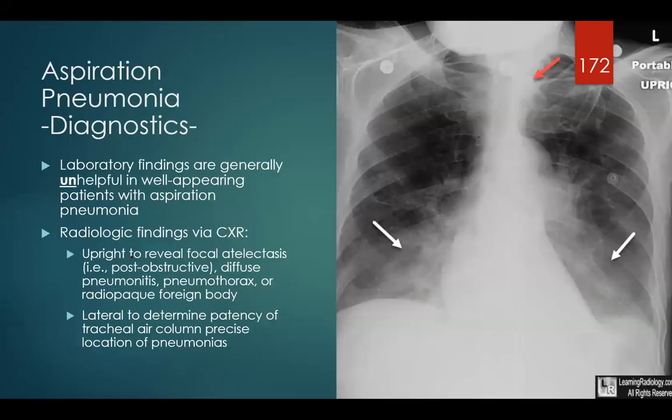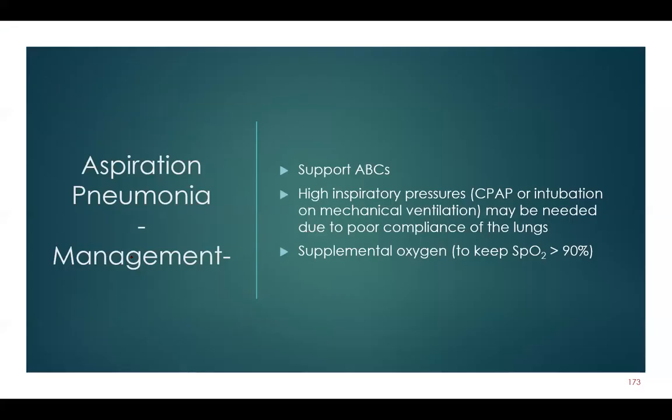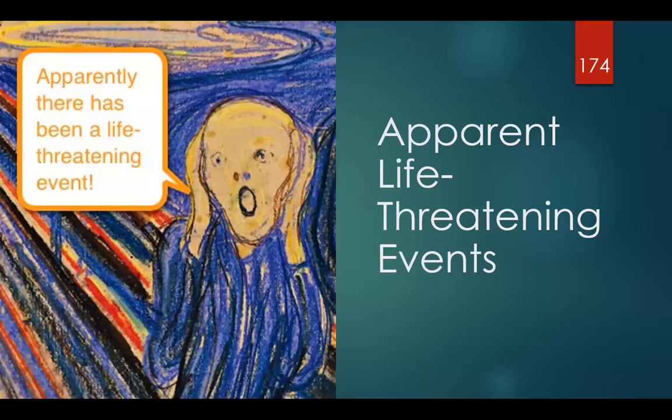So here is an aspiration pneumonia. You can see that both of the bases are affected by this infectious process. Labs are generally not helpful in distinguishing this; we need a chest x-ray to look for infectious process. For aspiration pneumonia, we want to support our ABCs. We can do CPAP or intubation if necessary. We want to give supplemental oxygen so that their SpO2 stays above 90. Whew, this is a long lecture with lots of information.